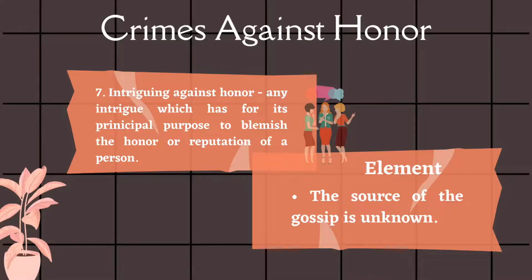Number 7. Intriguing against honor. Any intrigue which has for its principal purpose to blemish the honor or reputation of a person. So, ito yung mga information na nilileak by an unknown person or source na makakasira sa isang tao. So, we have one element, which is the source of the gossip is unknown. Kung mapapansin natin, yung intriguing against honor is katulad siya ng slander. Ang pinagkaiba nga lang, yung slander, kilala yung source. And yung intriguing against honor is hindi kilala yung source ng information.